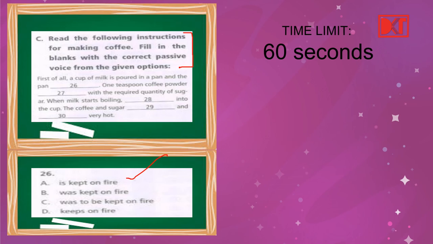First of all, a cup of milk is poured in a pan and the pan dash. Okay, so the options: is kept on fire, was kept on fire, was to be kept on fire, keeps on fire. Here the correct answer is A, is kept on fire, because here we are talking about the present. You can see how the sentence is starting: a cup of milk is poured in a pan, is poured. So the present is being talked about. The pan is kept on fire, is, because the present is being talked about, kept because it is the past participle. Alright. In the other ones, the tense itself is wrong. And in D, the past participle is wrong. Alright.